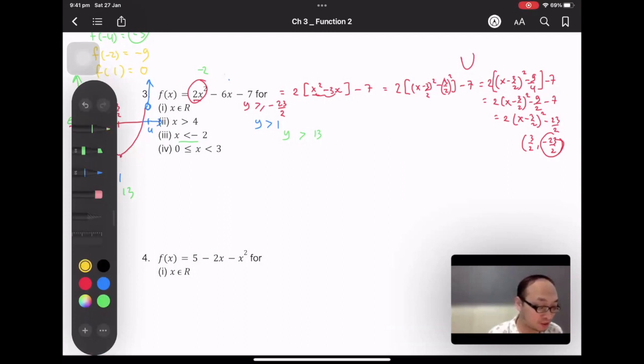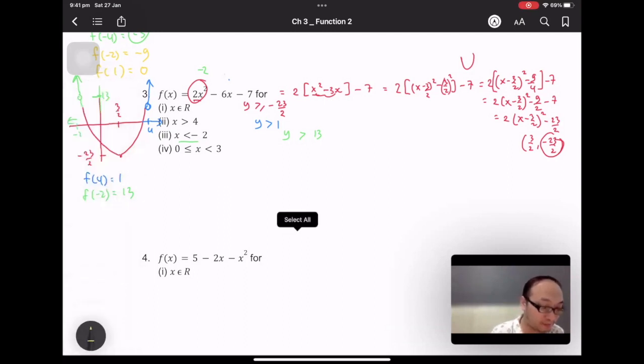And the last one again, we find 0 and we find 3. So if you put 0, it will be negative 7, inclusive. So this is negative 7 inclusive. And if we put 3, we have 3 squared, 9 times 2, 18 minus 18 plus minus 7. So it's minus 7 as well. But here will be exclusive.